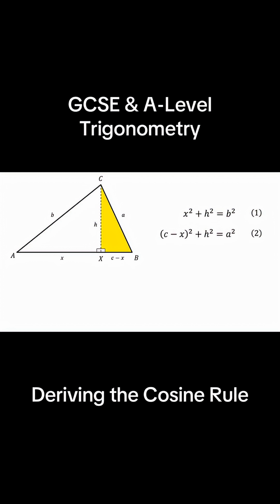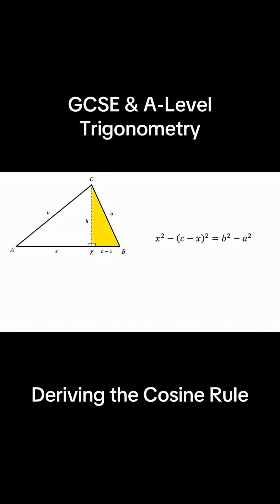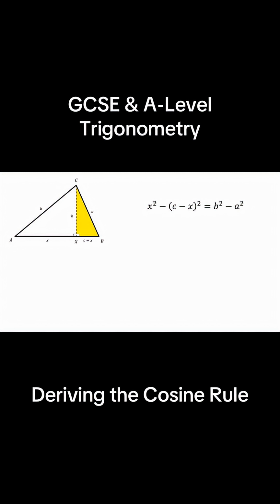If we take equation 2 away from equation 1, we will get x squared minus (c minus x) squared. The h squareds would cancel out, and this would leave us with b squared minus a squared. With our new expression, we can expand the brackets to give us c squared minus 2xc plus x squared. Of course, remember we're taking this away, so each term will be multiplied by minus 1. We can also cancel out the x squareds, since we've got an x squared and a minus x squared.